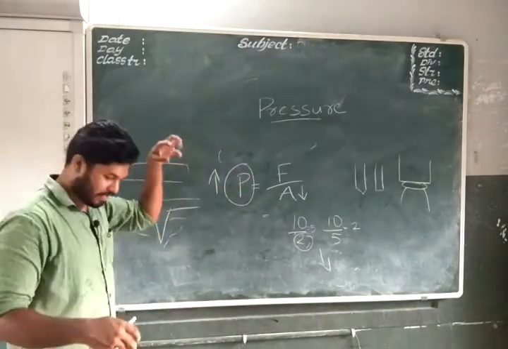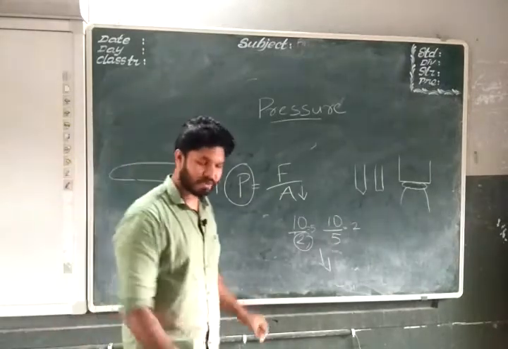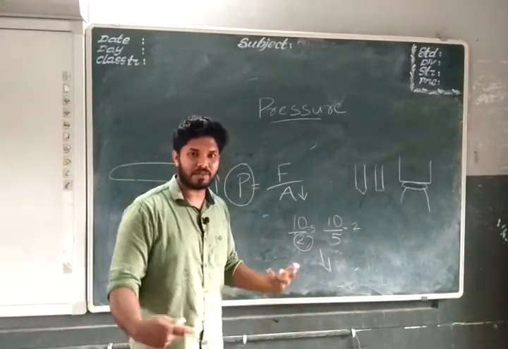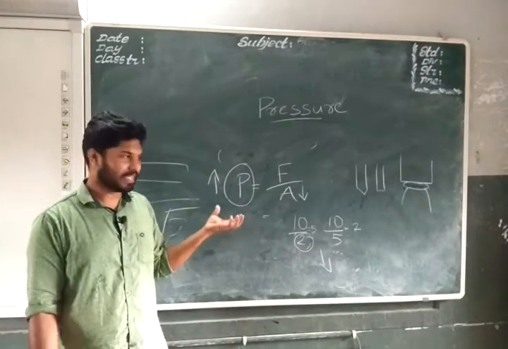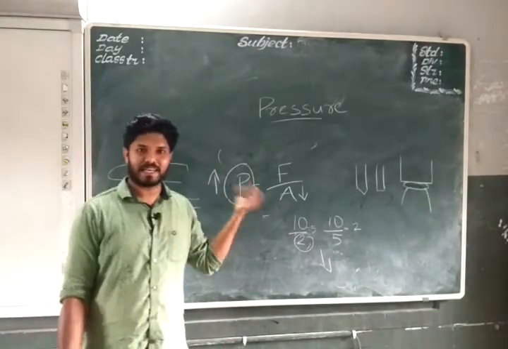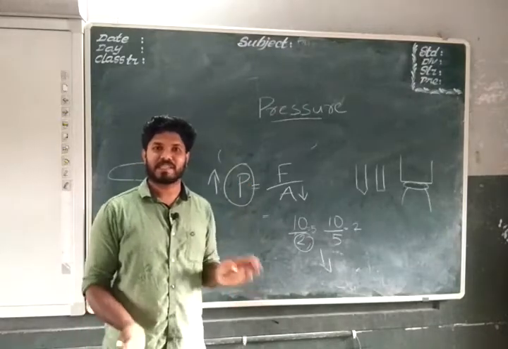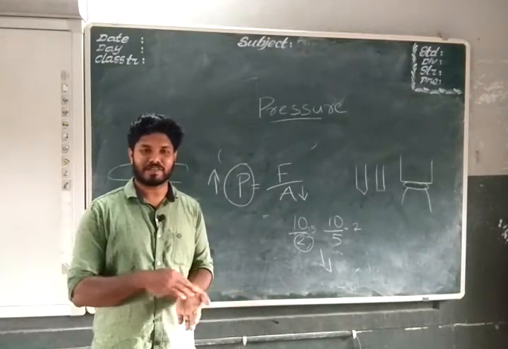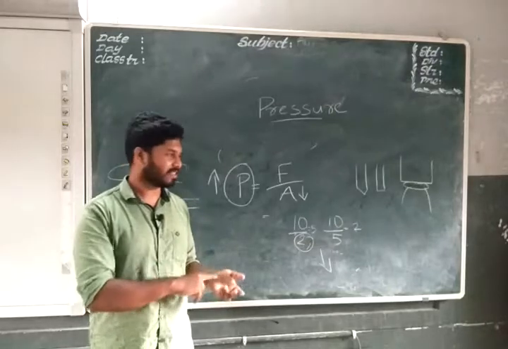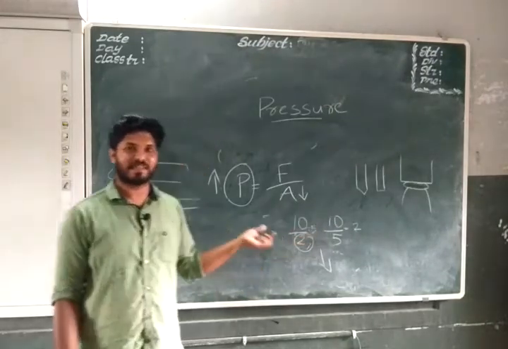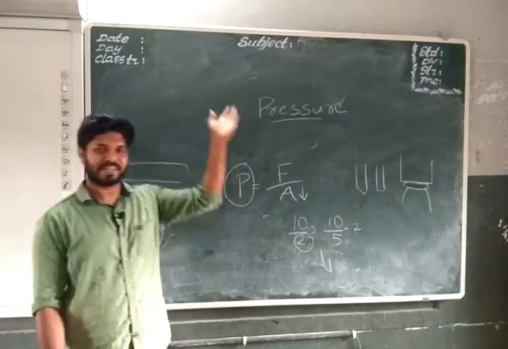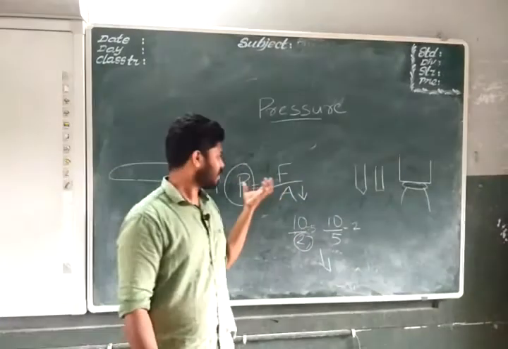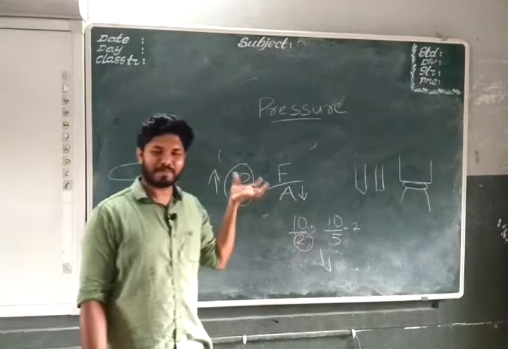If pressure is increased, our leg will go down into the soil or sand. That is the connection between area and pressure. What is the connection? They are inverse to each other. If one is increased, the other will decrease. If area is increased, pressure will decrease. If area is decreased, pressure will increase. That is the connection between force, area and pressure.